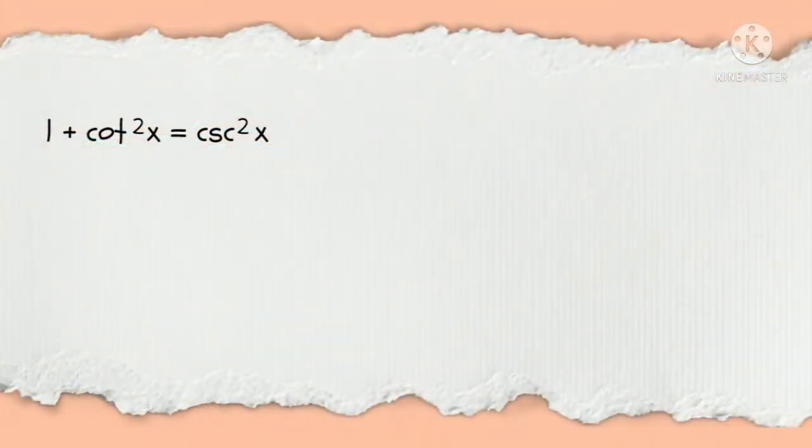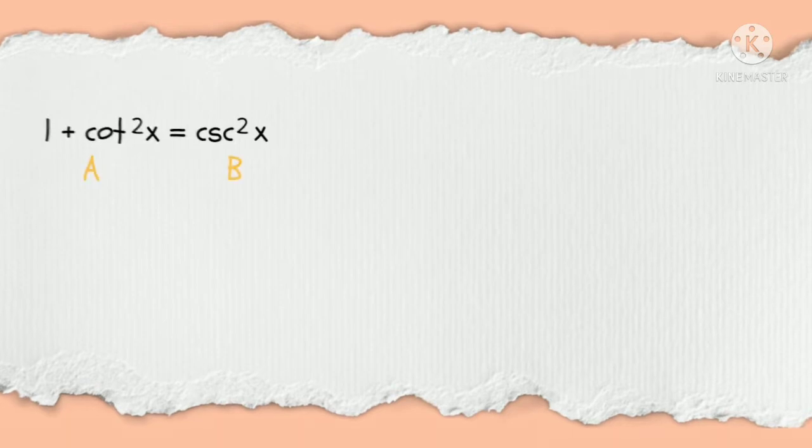Our first problem to prove is 1 plus cotangent squared theta is equal to cosecant squared theta. To prove if the left side is equal to the right side and vice versa, the first thing that we need to do is to identify the side that is more complicated. In this case, we can see that the left side is longer, right? Since it looks much more complicated, we are going to make it equal to the value of the right side, which is cosecant squared theta.